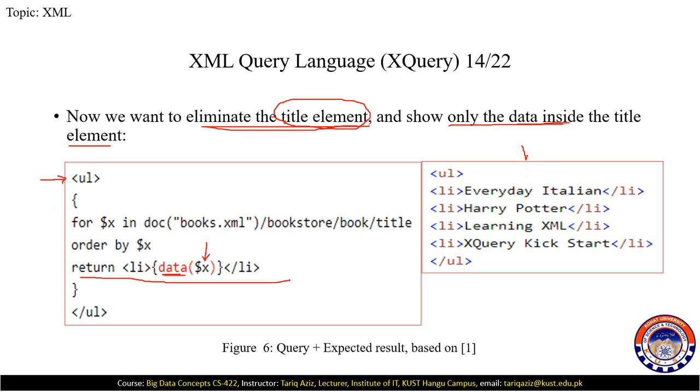Now look at the result of this query. The UL tag, the closing UL tag, and the list item. LI stands for list item. This is the first title, the second title, the third title, and the fourth title. So in this case, the title element is eliminated. Only the data inside the title element is retrieved. So this is the expected result.